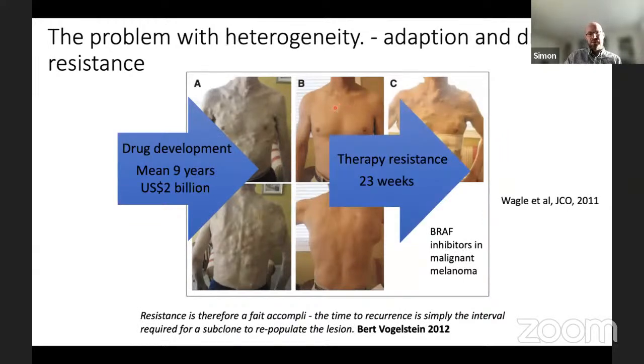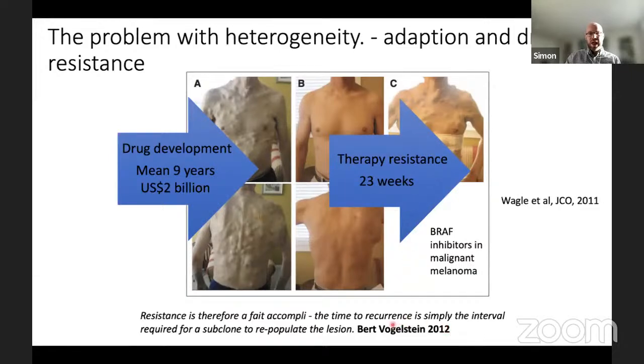But the time taken for this tumor to develop resistance to that therapy was less than half a year, or about half a year. So we have this really rather sad fact that targeted therapies take a huge amount of time to develop and to get into patients. And actually the patient's cancers can evolve and adapt to that resistance within a matter of weeks.